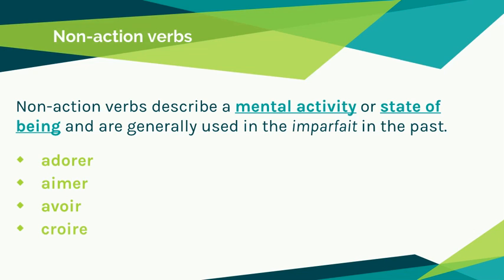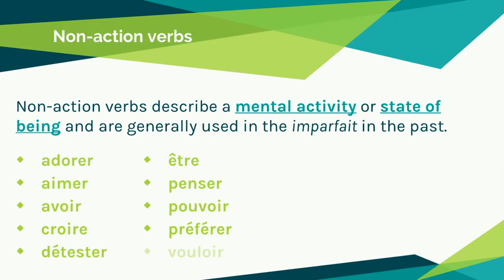Croire, to believe, is a mental activity. Détester, to hate, mental activity. Être is a state of being, usually used in the imparfait. Penser, to think, is a mental activity. Pouvoir, to be able to, is a state of being, right? I could do something. Very rarely is it that I could do something at one time and it's completed and I can't do it anymore. So we're usually going to use it in the imparfait. Préférer and vouloir, usually used in the imparfait. So when you see these verbs and when you want to use these verbs, you're usually going to use them in the imparfait. Not always, but usually.